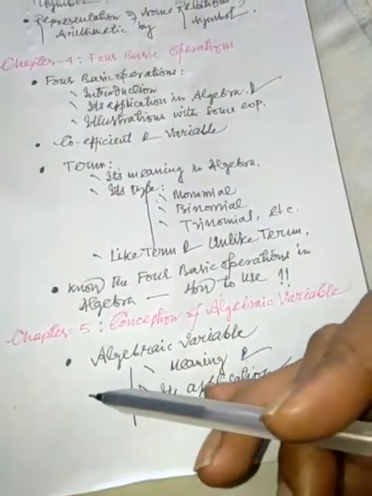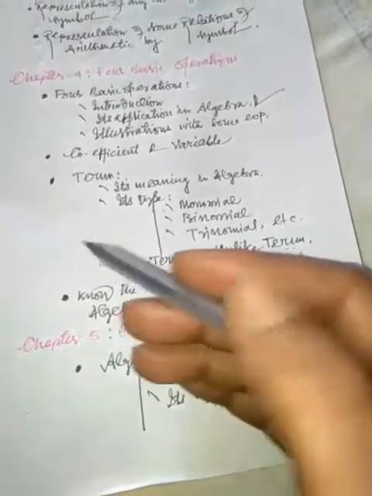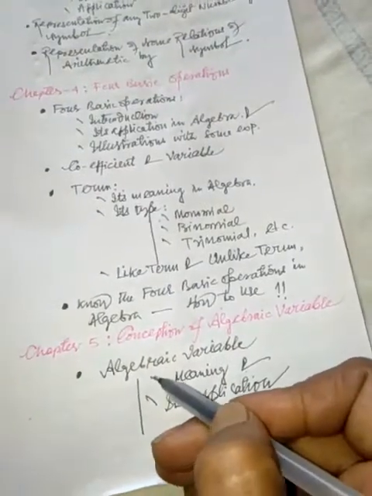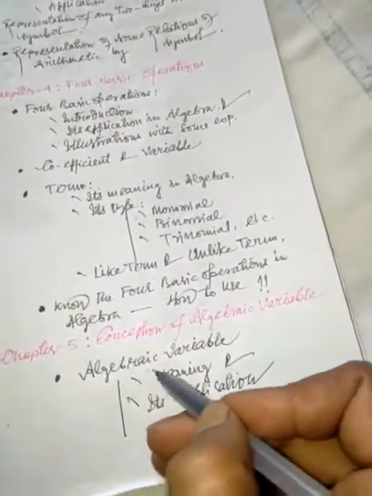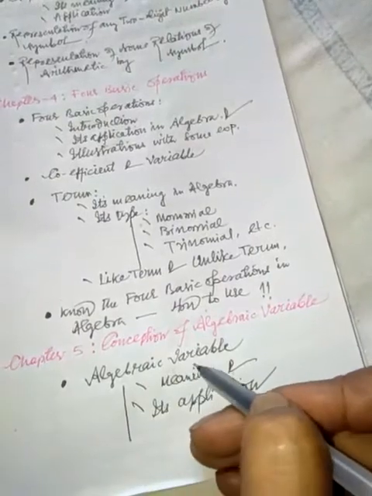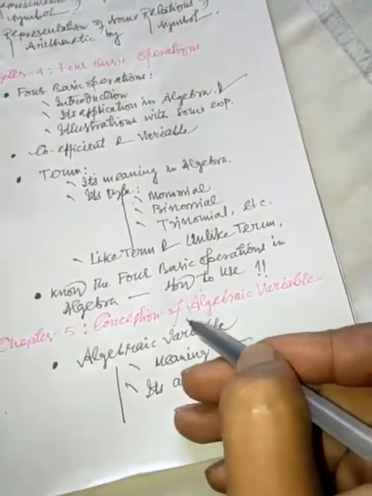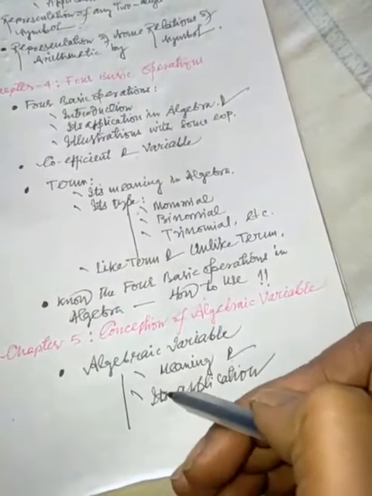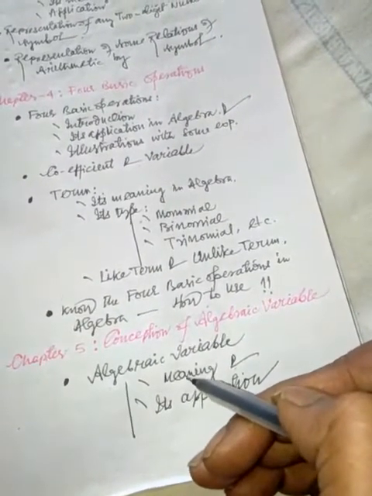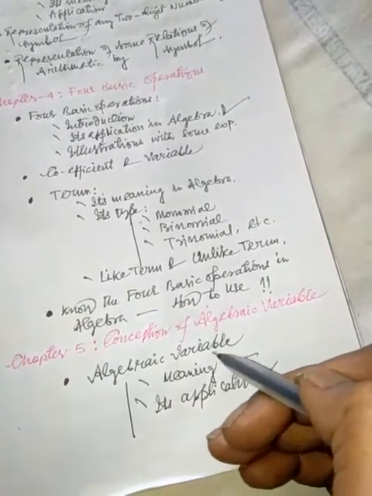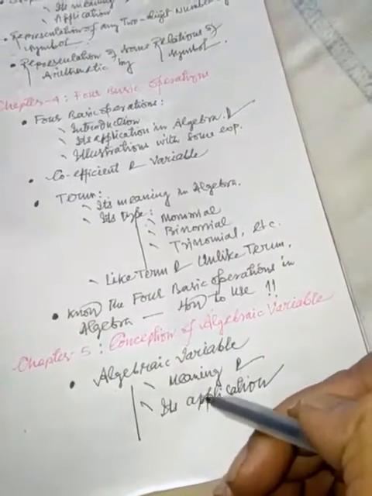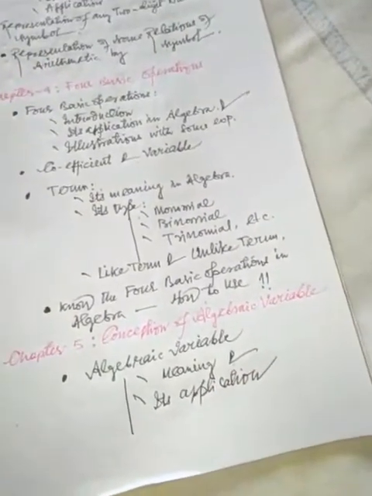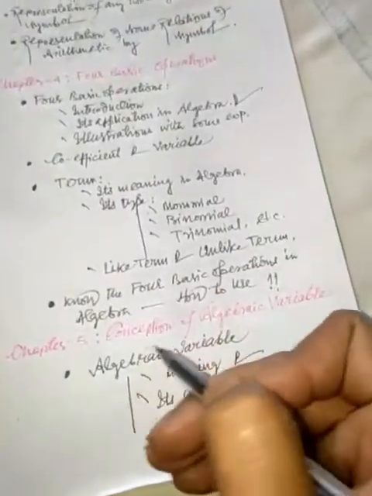Now I am coming to chapter number 5, and this is the last chapter of algebra, and that is very short, algebraic variable. Here we will learn what the algebraic variable is, that means what the meaning of a variable is and what the application of a variable is in algebra.